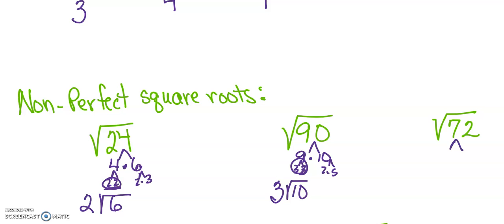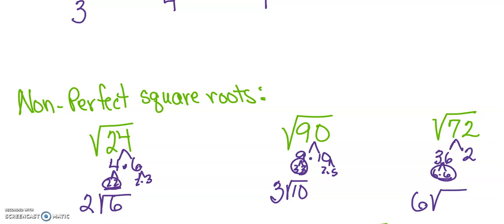So let's think. 2 will go into 72. All right, 2 goes into 7 3 times with 1 left over, and 2 goes into 12 6 times. Now 36 is a perfect squared number. Remember, it's 6 times 6. So since 36 is a perfect squared number, that 6 comes out.